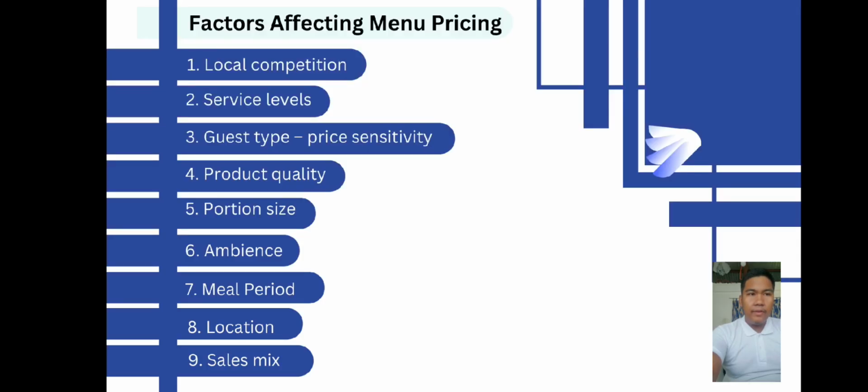Good day everyone, I'm here to discuss the factors affecting menu pricing. The first is local competition. Local competition is when one business tries to force other businesses to close down by setting its prices extremely low or putting on offers that other businesses can't compete with.